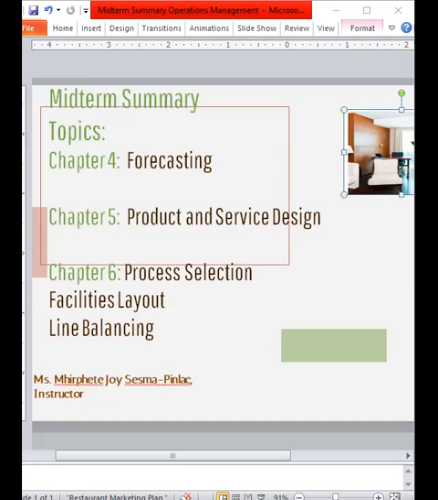Reliability is the ability of a product, part, or system to perform its intended function under prescribed conditions.